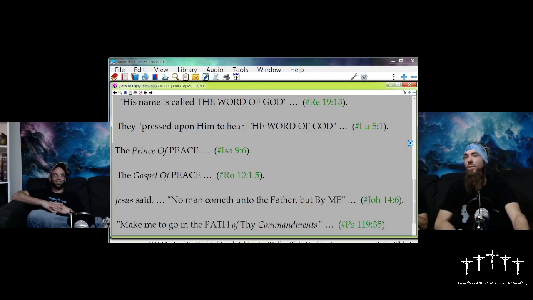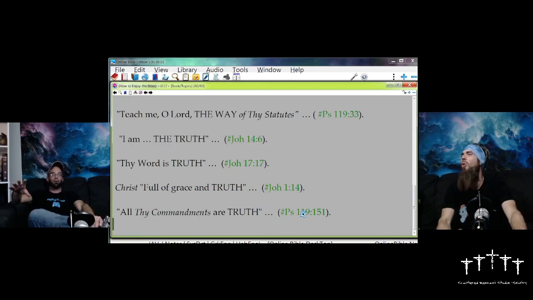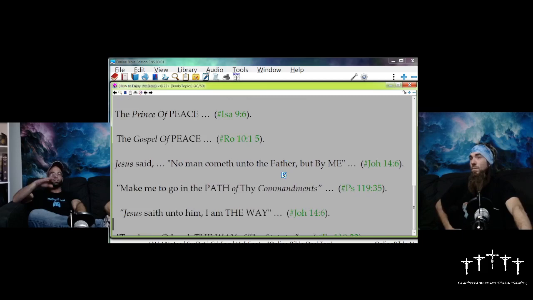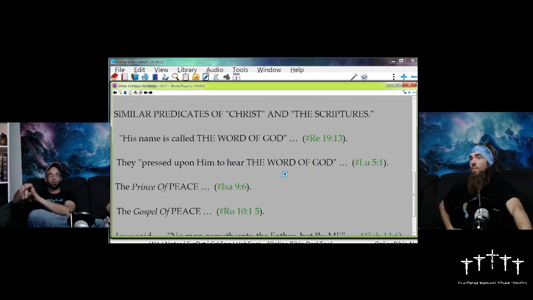That's right. Hold on. So right here, what Bullinger's doing is laying out a whole bunch of them. So if you're looking in the book or using the digital file, he's going to start laying out things right here, and we're going to look at a few. Go back to the top, Jay, right there, where it talks about his name. His name is called the Word of God, right?